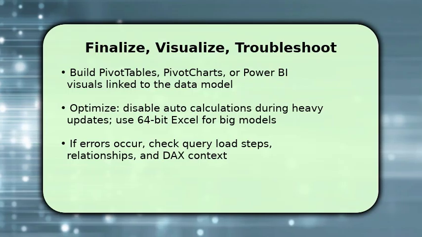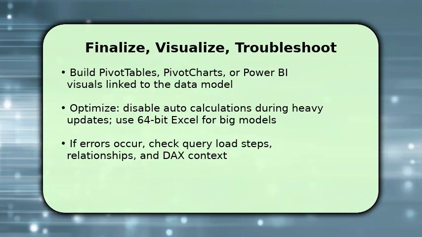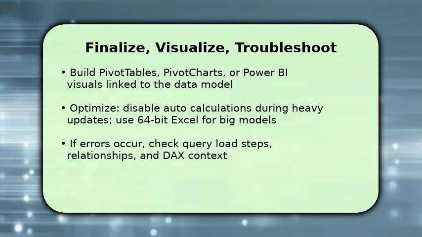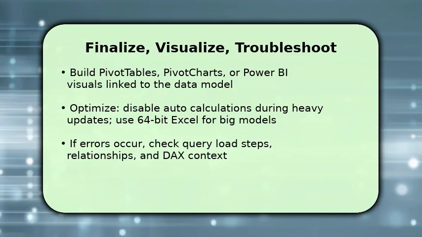Once done, optimize performance. Turn off auto calculations during batch refreshes and consider 64-bit Excel for large datasets. Finally, save a version backup and document key measures.